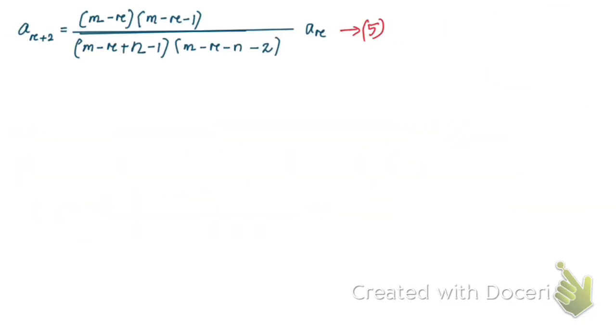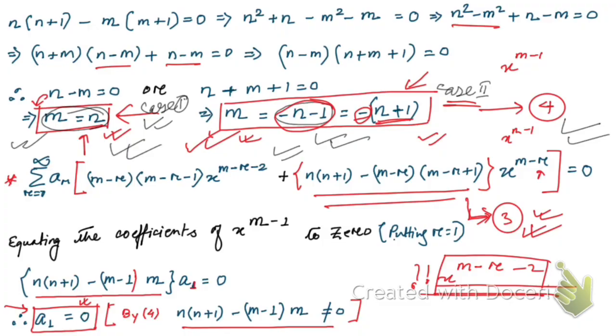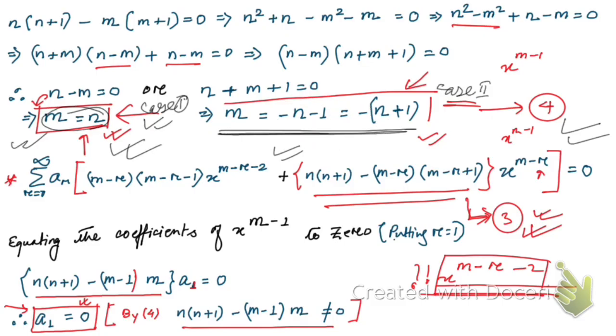So this is the equation number 5. So now case 2, what was case 2? m is equal to minus n minus 1 or minus n plus 1. Simply you can write that way. Okay, that was from equation number 4. Here you see this is the equation number 4. So let me clean this so that you can see it clearly. So this is the result we have used. m is equal to minus n minus 1.